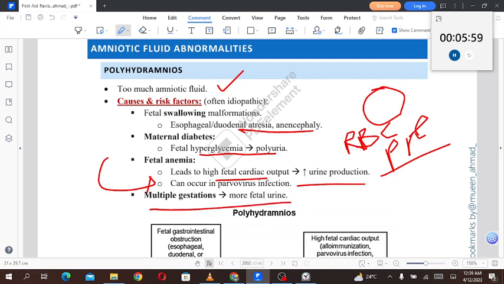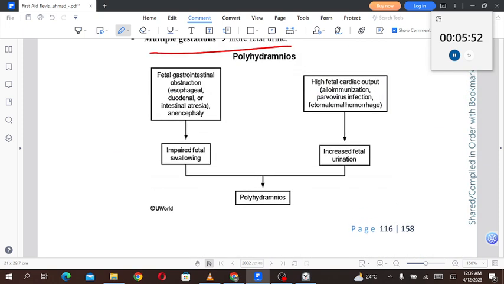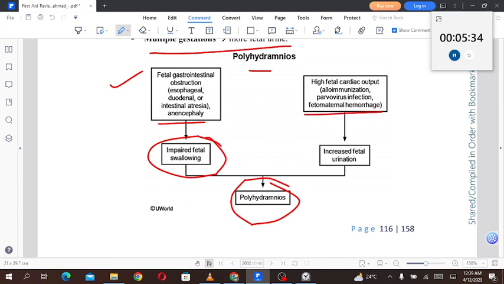Multiple gestation, for example: more fetal urine is being produced, and that is going to lead to more amniotic fluid, so that leads to polyhydramnios. So here is the chart. Fetal gastrointestinal obstruction, esophageal, duodenal, or intestinal atresia, or anencephaly, leads to impaired fetal swallowing, which leads to polyhydramnios. Or maybe there is high fetal cardiac output, alloimmunization, parvovirus infection, or feto-maternal hemorrhage that increases fetal urination, and that leads to polyhydramnios. So either there is a decrease in swallowing or an increase in urination. Both of these conditions can lead to polyhydramnios.